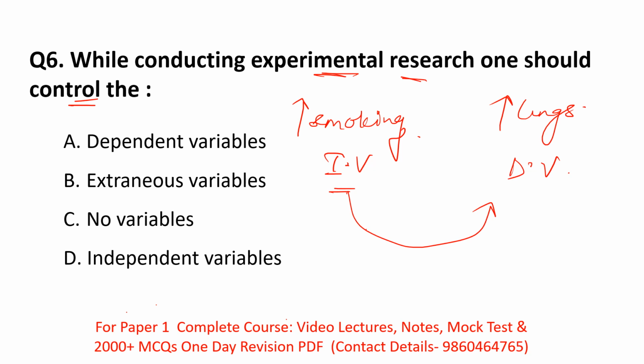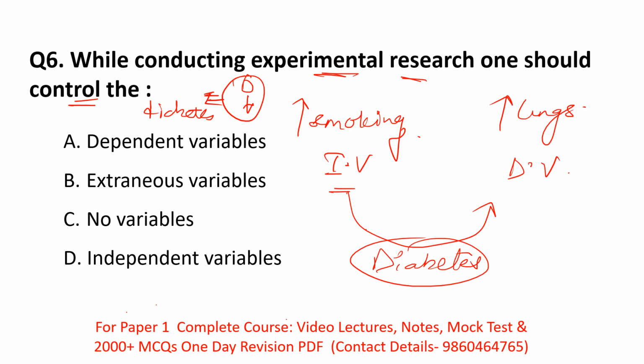In this case, some extraneous variable comes in. Suppose there is one person who also has a different disease like diabetes. If he or she is smoking daily, diabetes also plays a role. On that disease there is some effect.